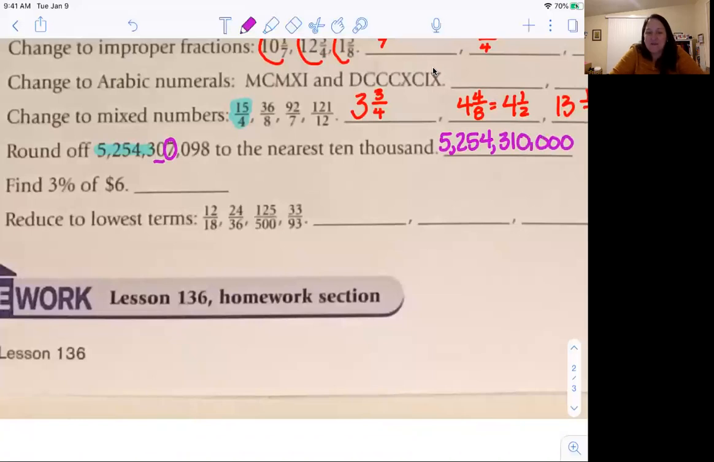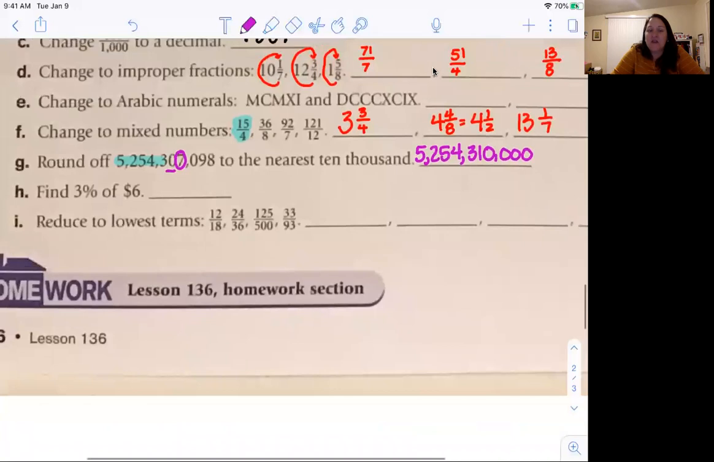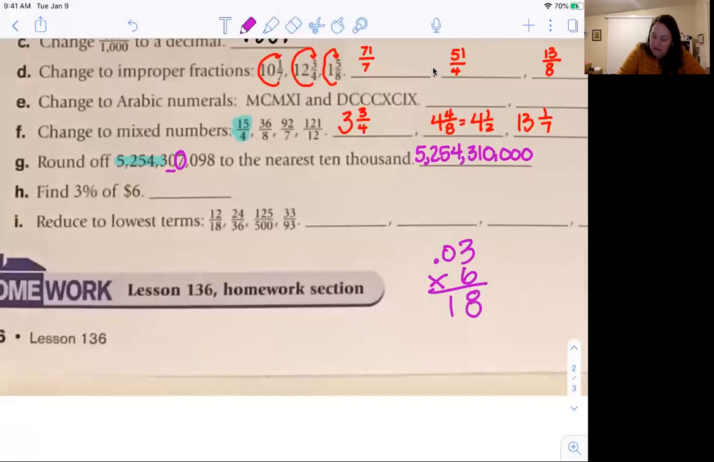So we're going to end up with 310,000. Okay. Letter H, find 3% of $6. Okay, we can do that. What do we have to do with that 3%? Change it to a decimal. Is it 0.3? No, it's 0.03. So we're going to do 0.03 times 6, and we get 18 cents. I had to look at it for a minute. I'm like, wait a second, is it $1.80? Nope, it's 18 cents. So we could say 0.18. 3% of $6 is 18 cents.